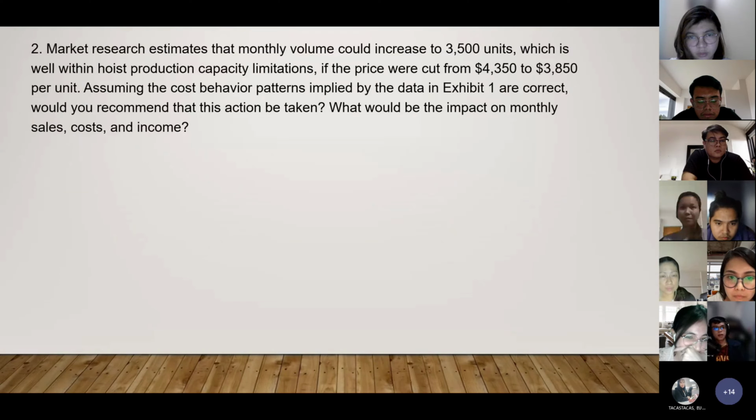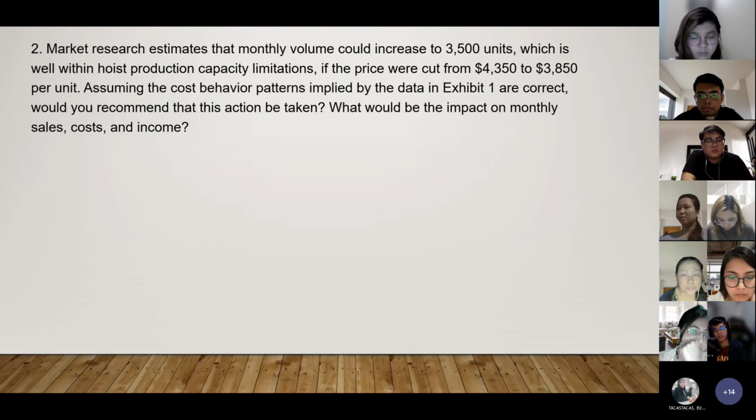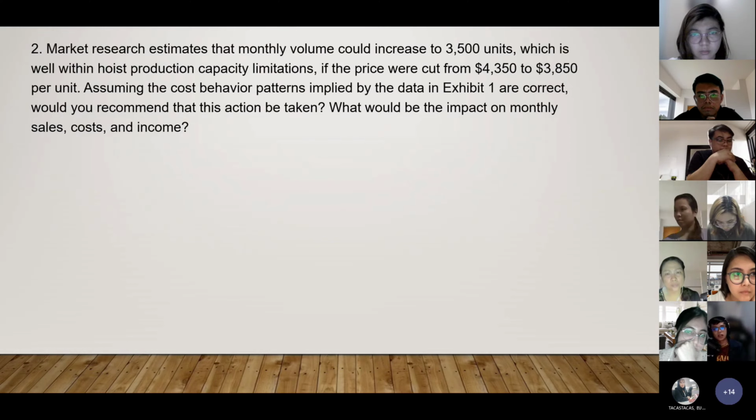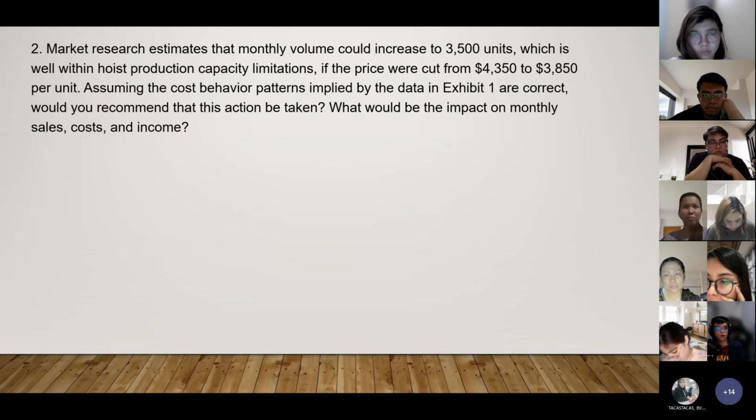Market research estimates that monthly volume could increase to 3,500 units, which is well within hoist production capacity limitations if the price were cut from $4,350 to $3,850 per unit. So sabi dito, mag-a-add lang sila ng additional 500 units kapag magbababa sila ng presyo. So now, assuming the cost behavior patterns implied by the data in Exhibit 1 are correct, would you or would we recommend that this action be taken? What would be the impact on monthly sales, cost, and income?